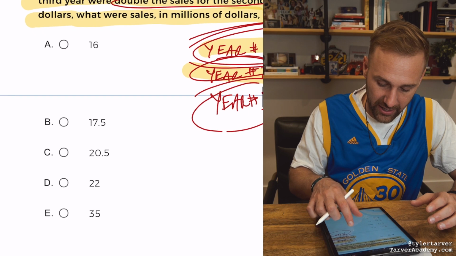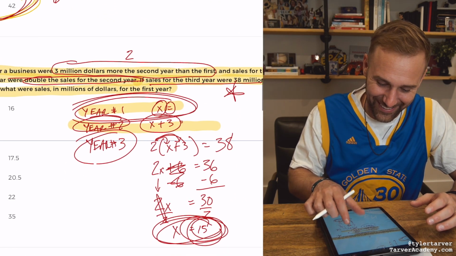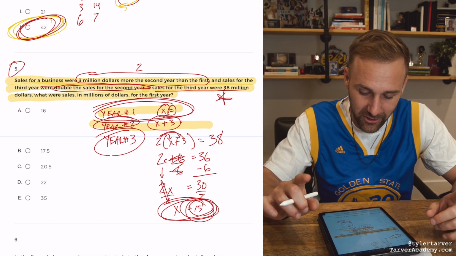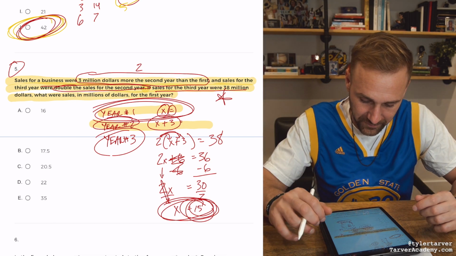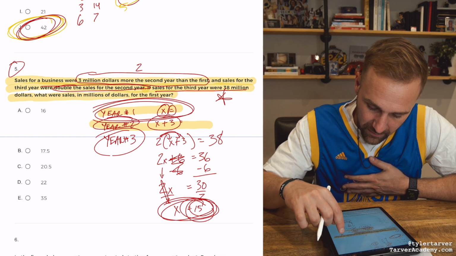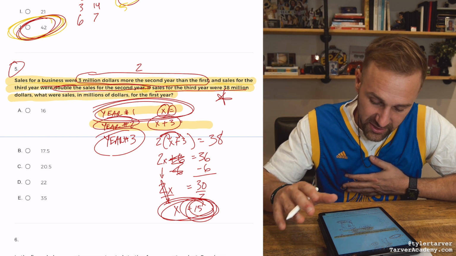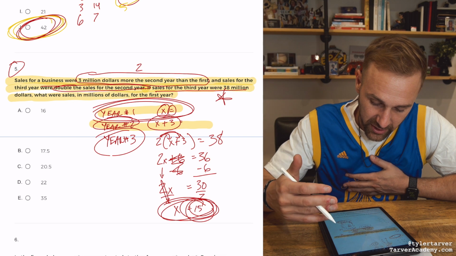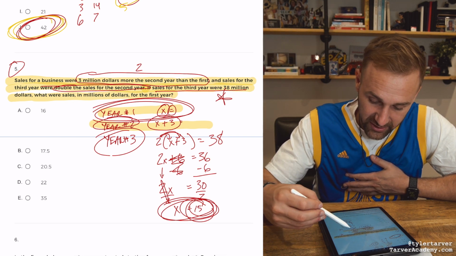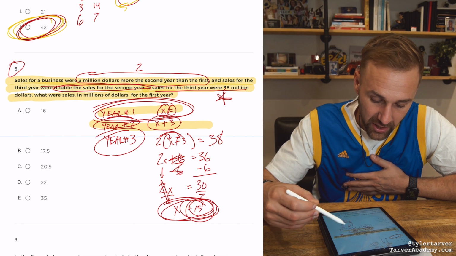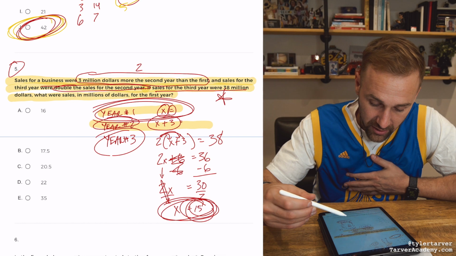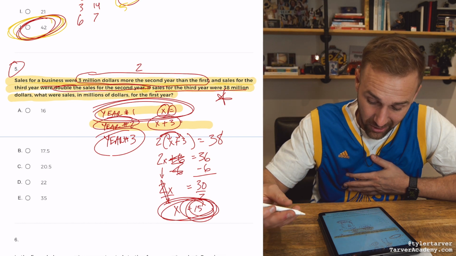That is not an answer choice. Did I get it wrong? 3 million more. I'm going to check it. Sales for the business were $3 million more the second year than the first. Okay, cool. And the sales for the third year were double the sales of the second year, so X plus 3. That's correct, so doubled it. If sales for the third year were $38 million, what are sales in millions of dollars for the first year? I mean, I think all this is correct.